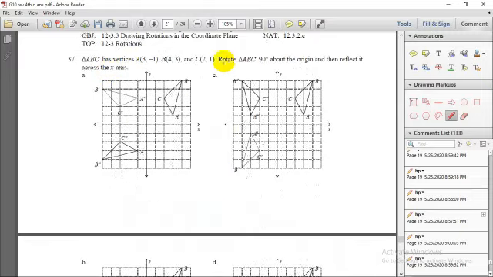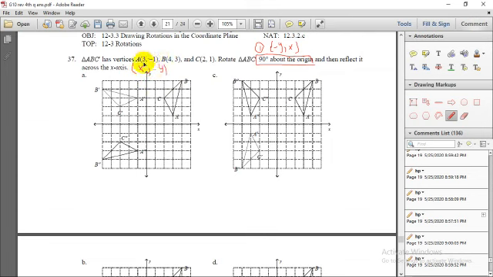Also you have a triangle and he wants you to rotate it 90 degrees about the origin and then reflect. Look here. You're going to do 2 steps. This is the first step, number 1: rotate 90 degrees about the origin. What is the rule? Negative y and x. Don't forget. Very good. Then reflect it across the x-axis. Across the x-axis, what are you going to do? You're keeping the x and changing the y.